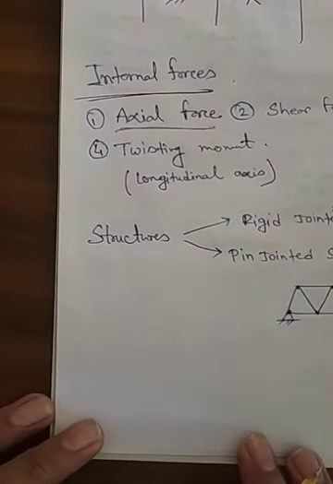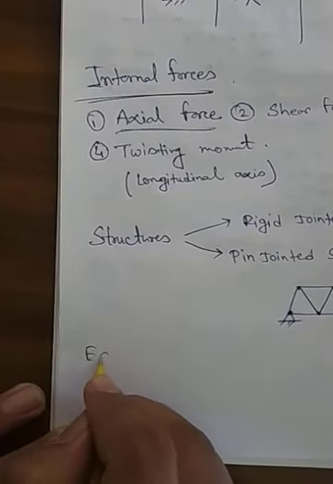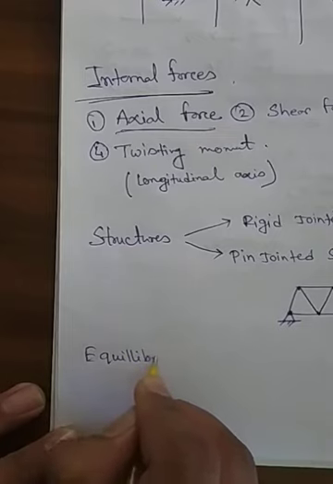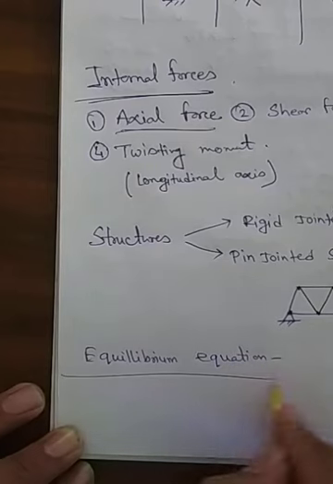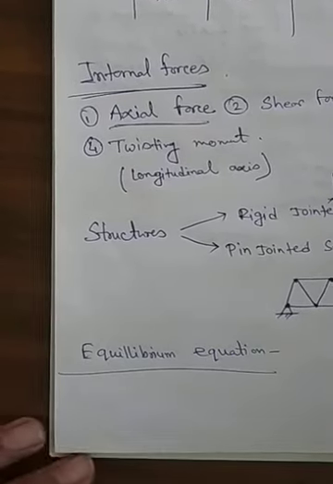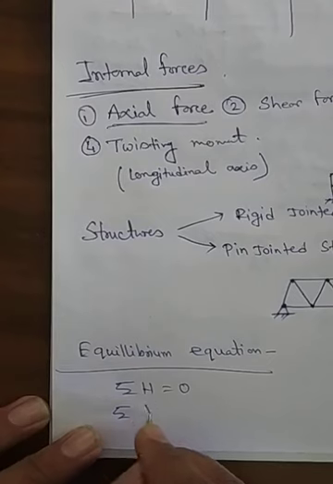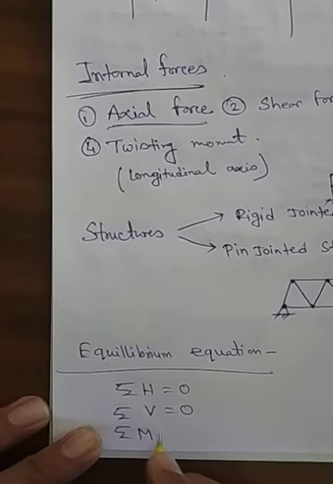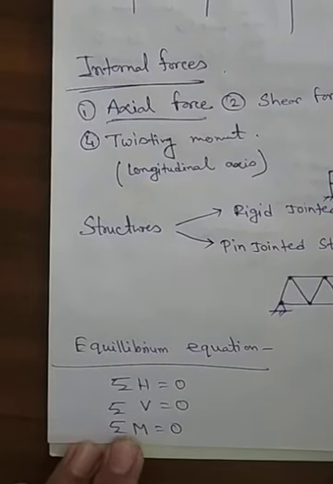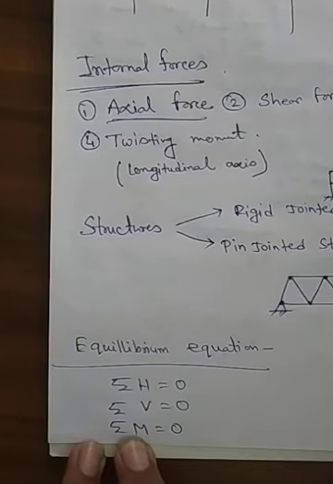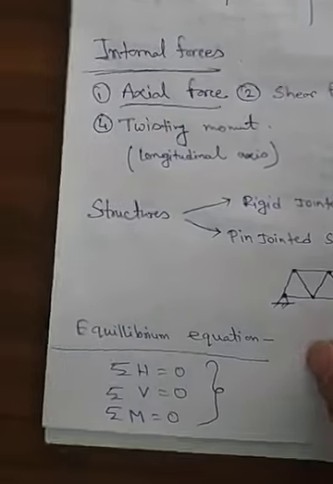right? We have to know what the equilibrium equation is. We have three equilibrium equations: summation of H equal to 0, summation of V equal to 0, and summation of M equal to 0. That means summation of horizontal forces is equal to 0, summation of vertical forces equal to 0, and summation of bending moment is equal to 0. These three are the equilibrium equations we have to use.